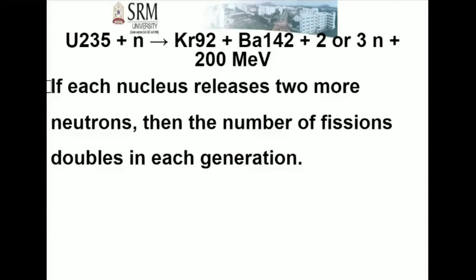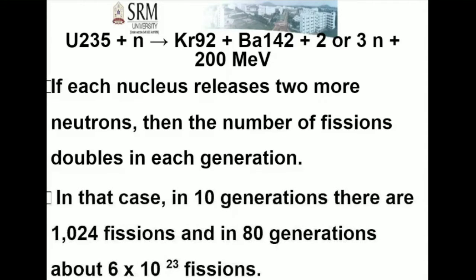If each nucleus releases 2 or more neutrons, then the number of fissions doubles in each generation. In that case, in 10 generations, there are 1024 fissions, and in 80 generations, about 6 x 10^23 fissions.